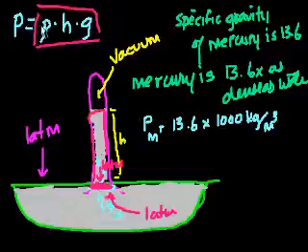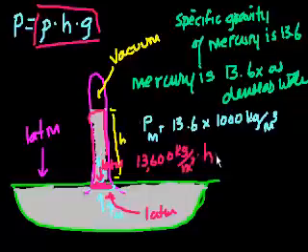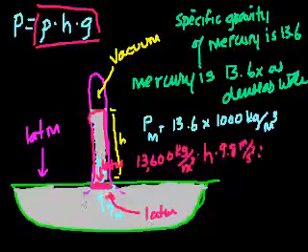So let's see. The density of mercury is this, 13.6 thousand. So 13,600 kilograms per meter cubed. That's the density. Times the height. We don't know what the height is. That's going to be in meters. Times the acceleration of gravity, 9.8 meters per second squared, is going to be equal to 1 atmosphere.